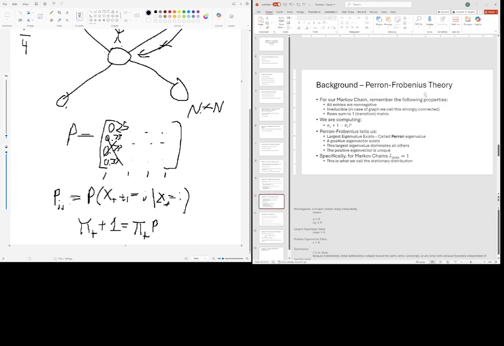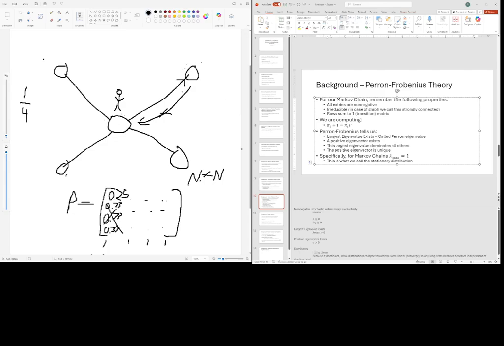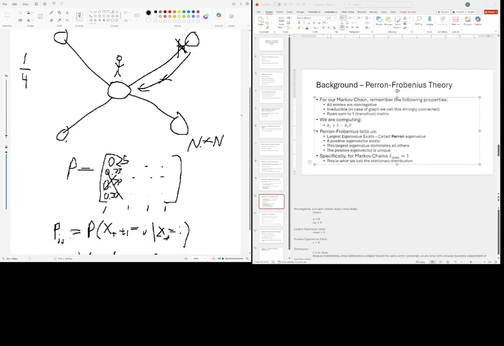Perron-Frobenius theory. This stochastic matrix has some good properties that help us construct PageRank. All entries are non-negative. We already went over that. This means irreducible, which we would actually call strongly connected. Since this is undirected, each node can eventually visit any other node. That's what strongly connected means, and that's how irreducibility works. And then, row stochastic.